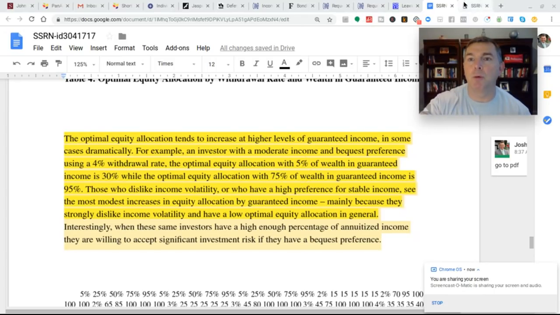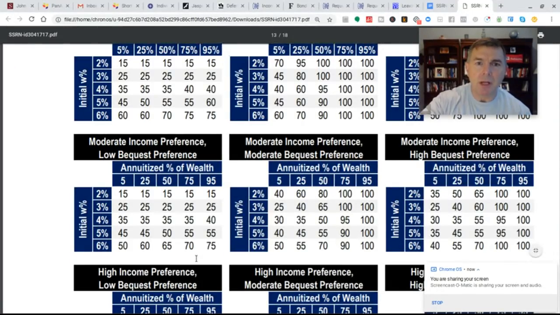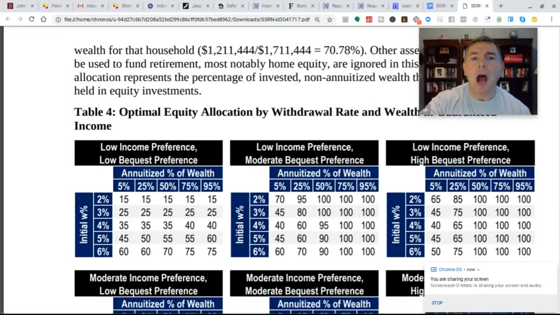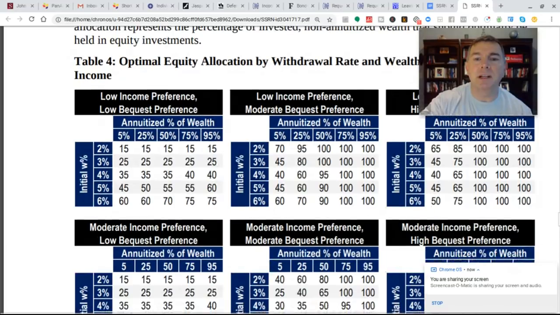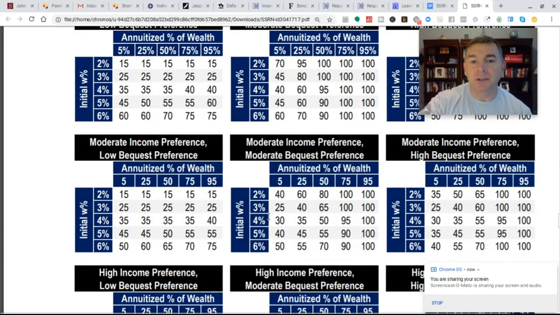So I'll show you real quickly the tables that they did. Optimal equity allocation by withdrawal rates and wealth and guaranteed income. So the base case is the investor we just talked about. They're going to pull 4% of their portfolio each and every year, the 4% rule. They're going to annuitize 5% of their wealth. So they have $500,000 in their portfolio and they annuitize 5%, or $25,000, of that. The remaining portfolio should be 30% stocks and 70% bonds.